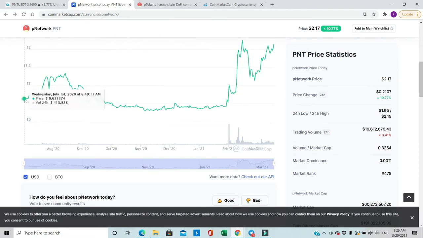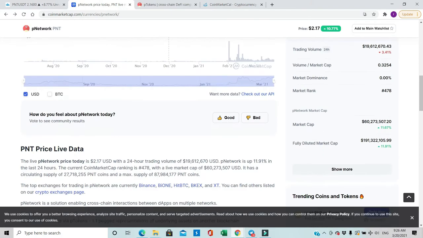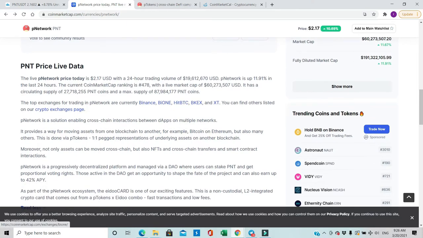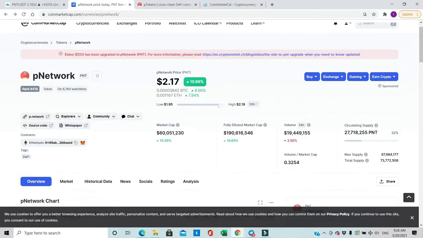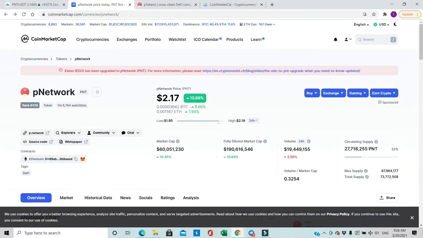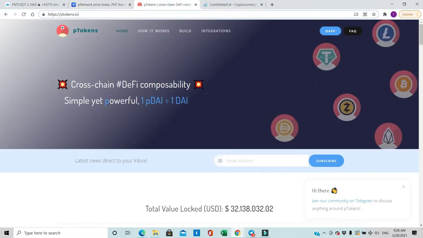It was issued in July 2020. So what is PNT network, or pNetwork? pNetwork is a solution enabling cross-chain interactions between dApps on multiple networks. It provides a way for moving assets from one blockchain to another, for example, Bitcoin and Ethereum, but also many others. So basically, I'm not going to dig too much into the fundamentals here because I'm going to be doing a short to mid-term swing trade on it. And if you guys want, you can go check out their website, ptokens.io.